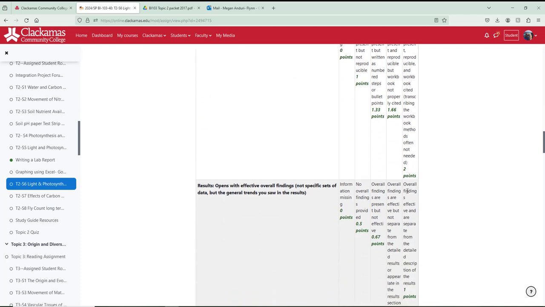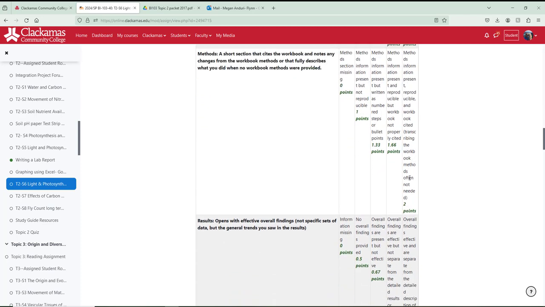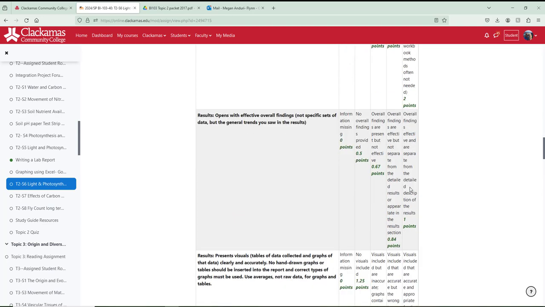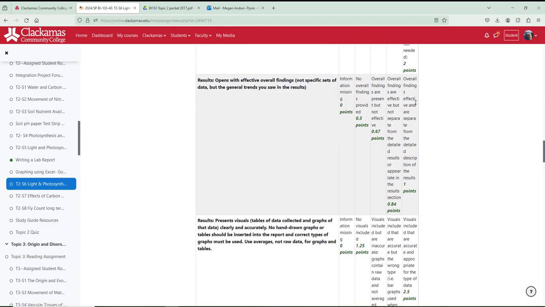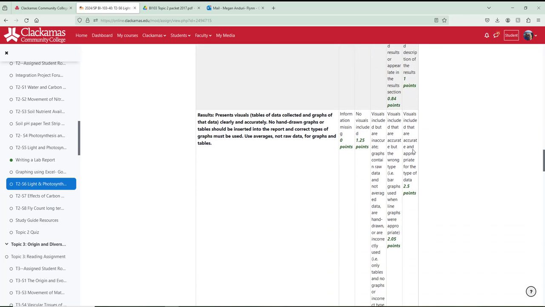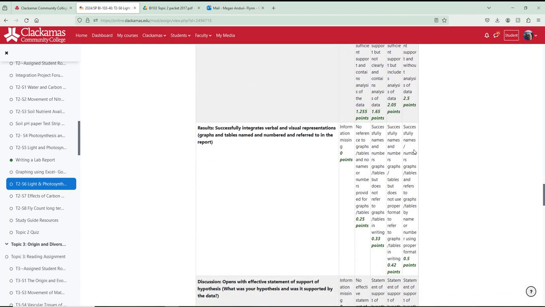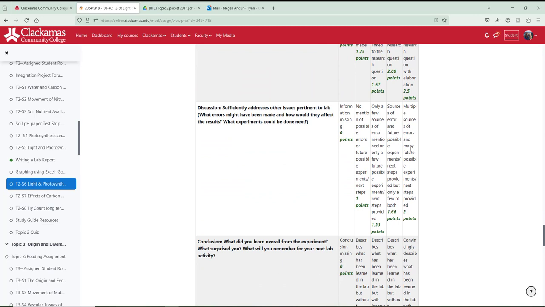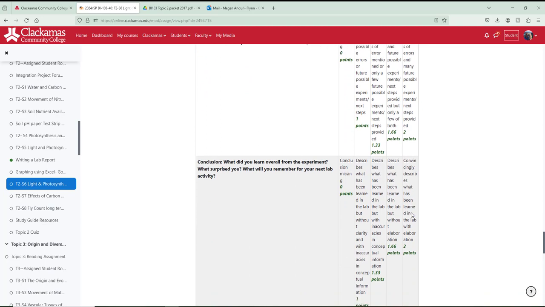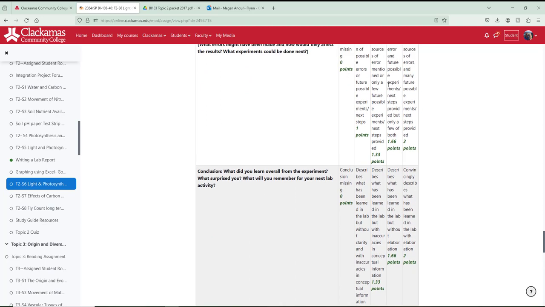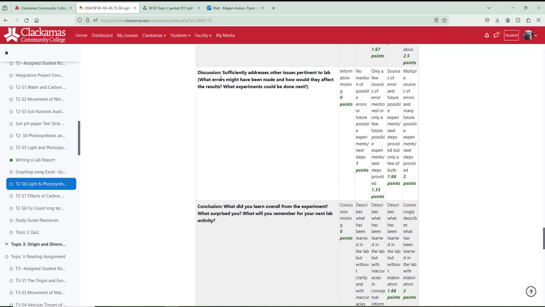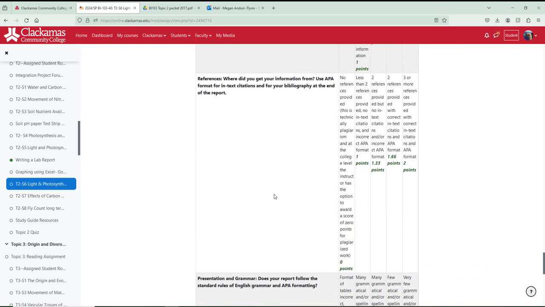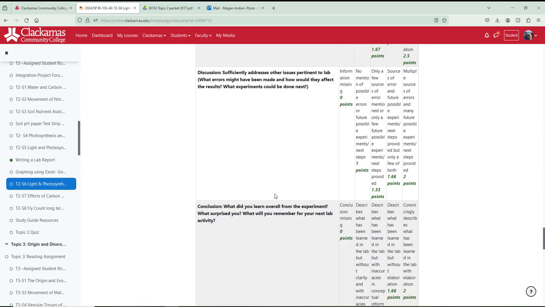Okay. Did your method section include the workbook as cited? Things like that. I always have students miss this one: overall findings effective and separate from the detailed description of the results. A lot of students forget to do this one: multiple sources of errors and many future possible experiments. So grade yourself. I hate giving zeros because students simply forget a category here. So use this rubric to grade yourself before you actually submit.